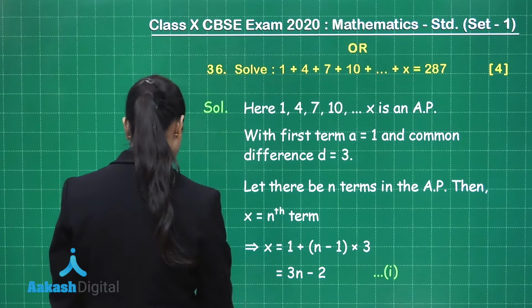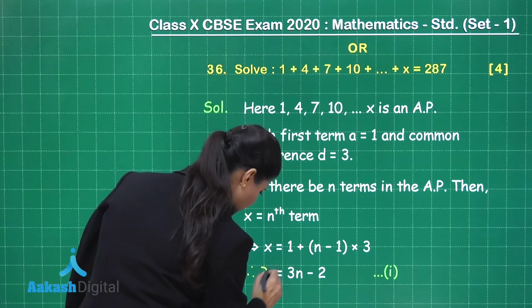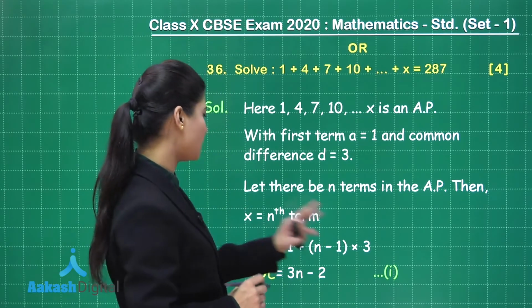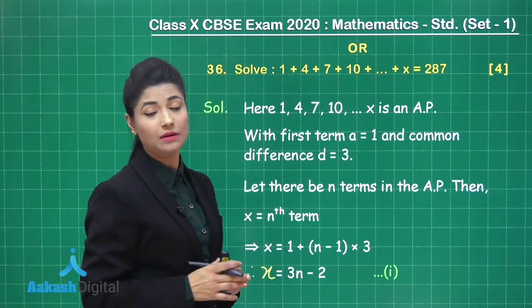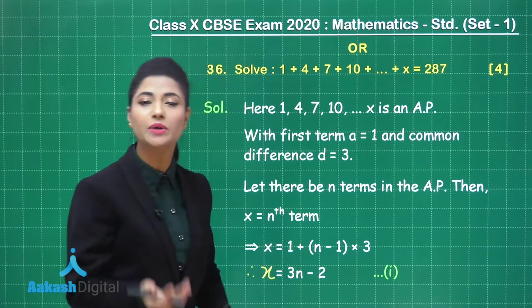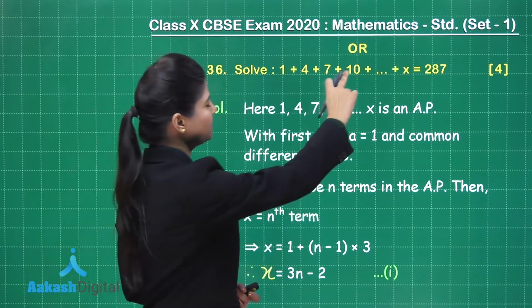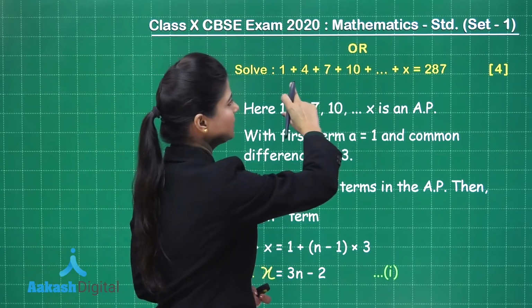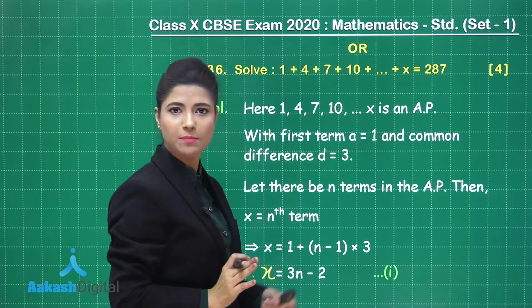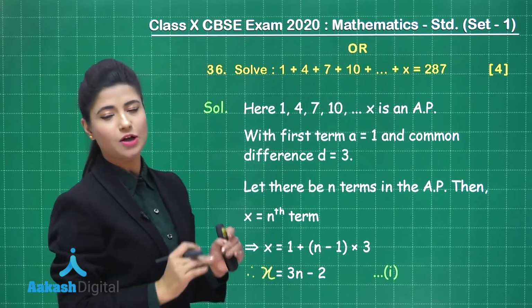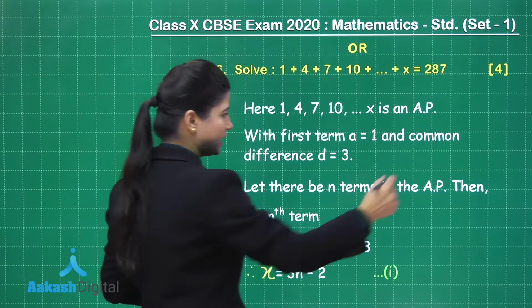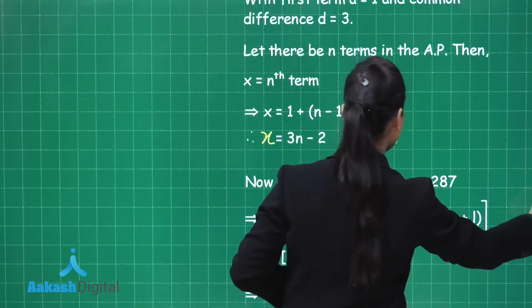So here I have x equal to 3n minus 2 as equation number 1. X is obtained but in terms of n. That means in order to get the value of x, I need the value of n. So I'll be taking up this equation. The left hand side represents the sum of the n terms of an AP, which is equal to 287. So let's take up this AP and obtain the sum of n terms of this AP and equate it to 287.